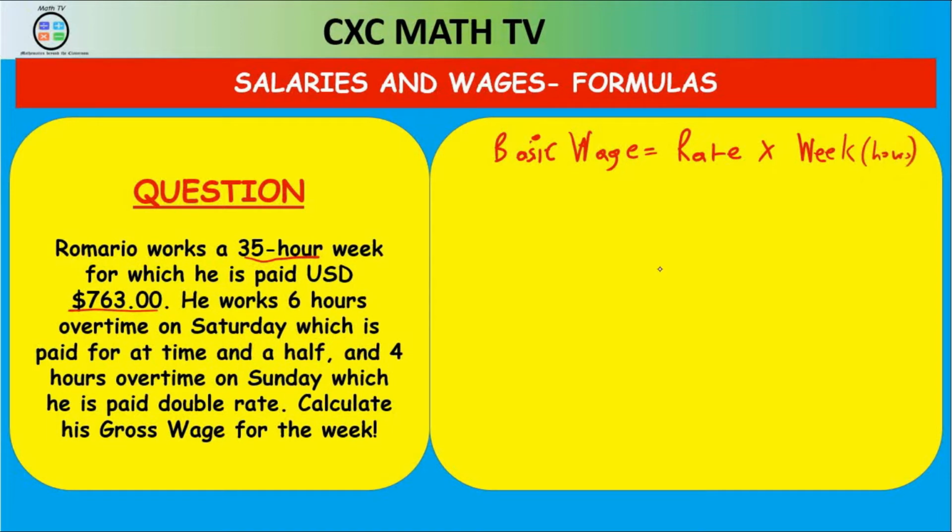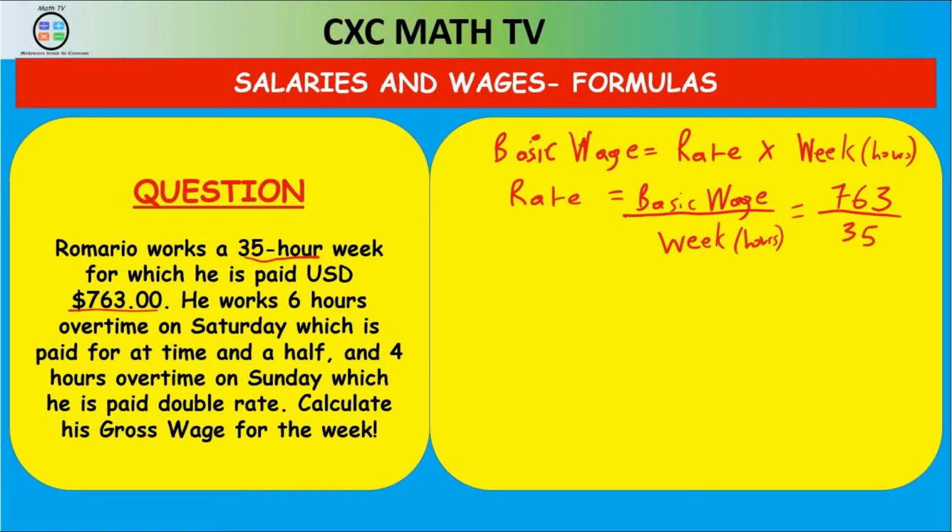All right? So how many hours worked for the week? In that case, now we can find his rate by transposing the formula to say that his basic rate is now the basic wage divided by the basic week. So in that case, now we do our division. The basic wage is $763, and we divide it by how many hours that he worked for that particular week, which is 35. So we do the division, 763 divided by 35, and we get rate being 21.80.